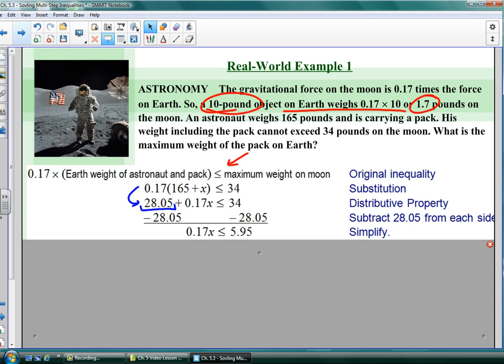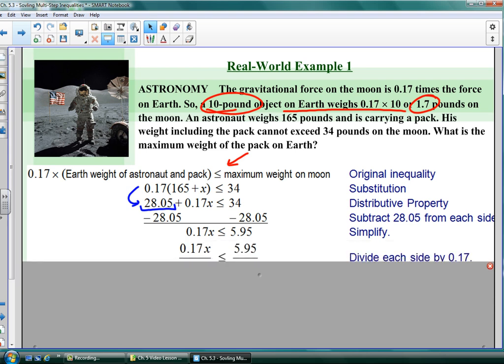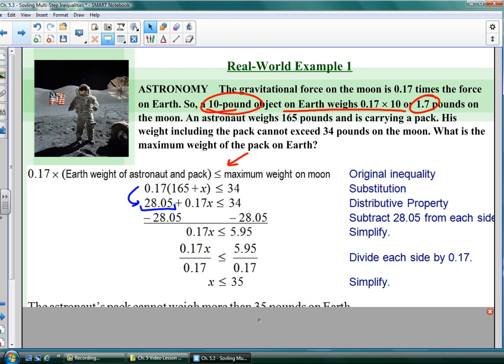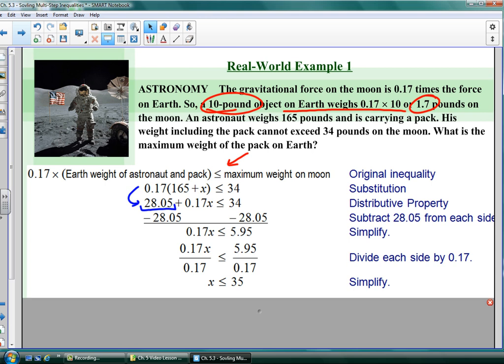When we do that, we end up with something times the variable is less than or equal to 595, or 5.95. And so since this 0.17 is attached to the x by multiplication, we do division to get rid of it. We're dividing by a positive, so there's no need to flip our inequality sign, and we end up with x must be less than 35 pounds.